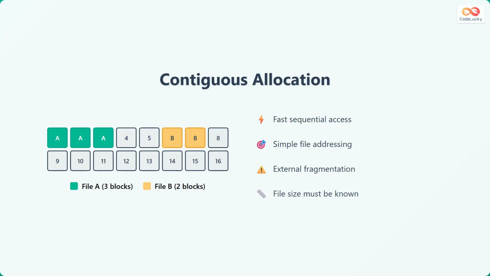This method offers fast sequential access and simple file addressing, which helps to quickly locate and retrieve data. However, it suffers from external fragmentation, where available memory becomes fragmented, and the file size must be known at the time of allocation. The size has to be pre-declared. Also, as the files grow, they might not be able to find enough contiguous space.